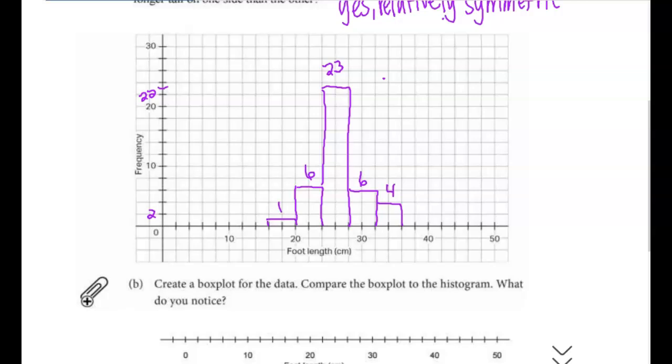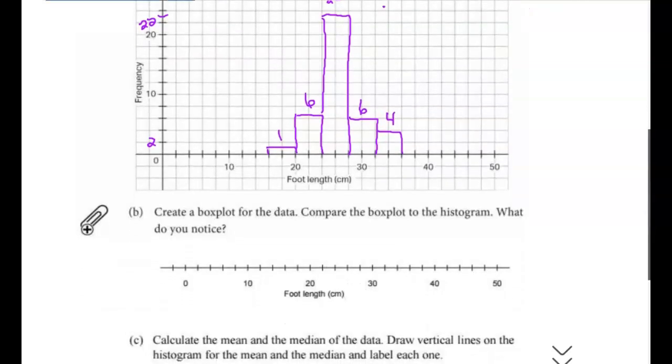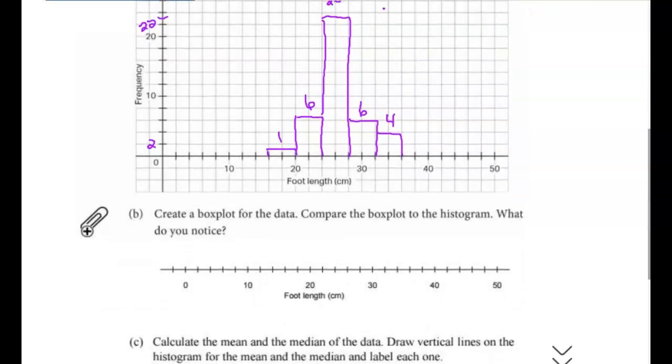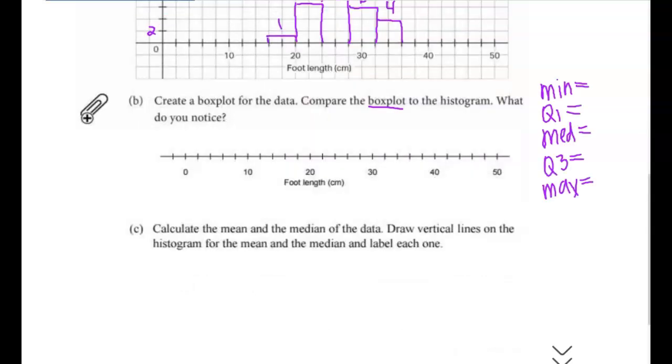All right, part B says create a box plot for the data. Compare the box plot to the histogram. What do you notice? So we already have the data on Desmos. Now we just need to command Desmos to give us a what? Box plot. Okay, do that really quickly and sketch it. All right, did you input box plot to Desmos? All right, based on the box plot, what's the minimum? Good. What's Q1, the first part?